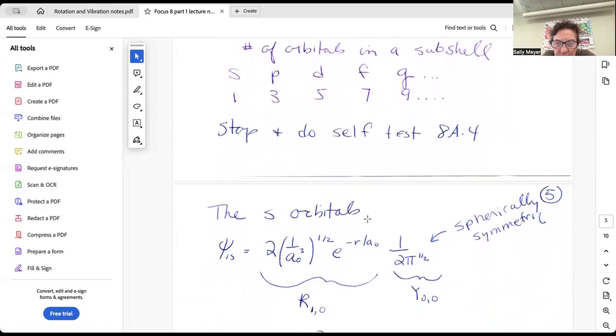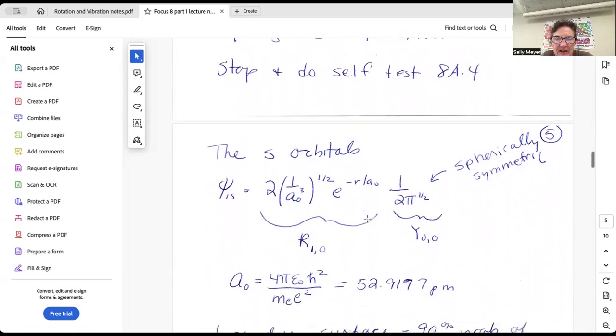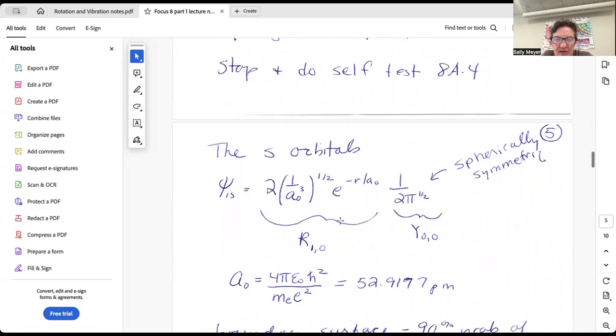Okay, so the s orbitals. We're just going to look briefly at the s, p, and d orbitals. So this we got from the table. I took the 2 columns and I multiplied the R for n equals 1 and L equals 0, and for the Y, it would be L equals 0, M sub L equals 0, multiplied them together. And this is a completely spherically symmetric function.